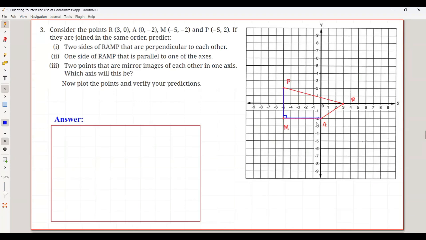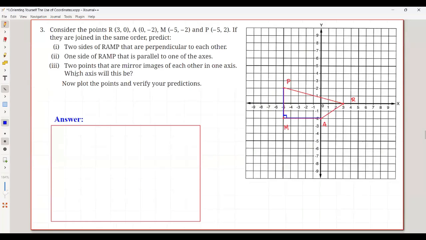These two lines form 90 degrees, so they are perpendicular. Now the second question: one side of RAMP that is parallel to one of the axes. Here PM is parallel to the y-axis, or we can say MA, that is AM, is parallel to the x-axis. That also we can write.